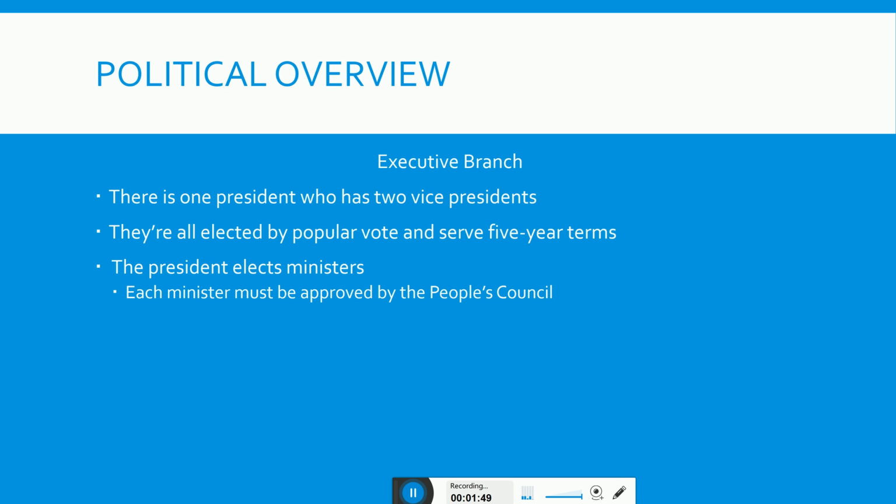So now a bit about the political overview of Afghanistan. They're divided into three branches, very similar to America. They have an executive, legislative, and judicial branch. For the executive branch, they have one president and two vice presidents. They're all elected by popular vote, and all three of them serve 5-year terms. The president elects ministers, similar to how the American president has cabinet members. And each of these ministers must be approved by what's called the People's Council, which I'll get to in a later slide.